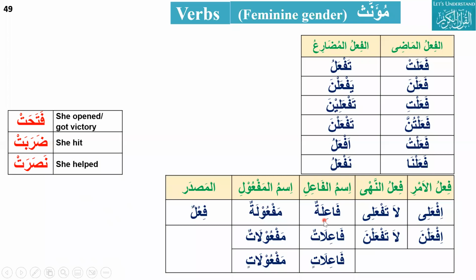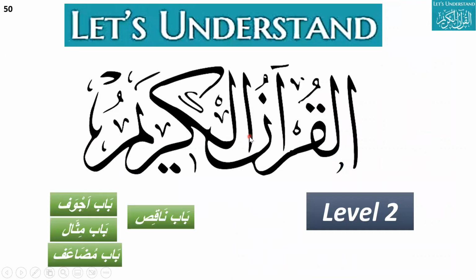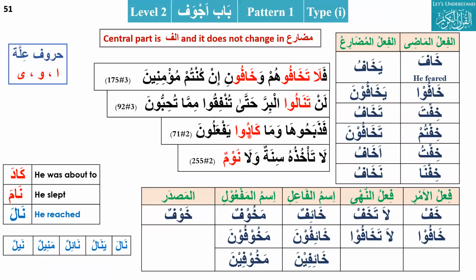Fa'ilun will be fa'ilatun. Fa'ilatun, fa'ilatin. Maf'ulun will be maf'ulatun. Maf'ulatun, maf'ulatin. These are the nouns, and we already discussed masculine and feminine. Ta marbuta comes at the end, and in plural, simple ta. And masdar will remain the same. This was all about level 1 and the feminine. Inshallah, we'll see the feminine again after finishing level 2.